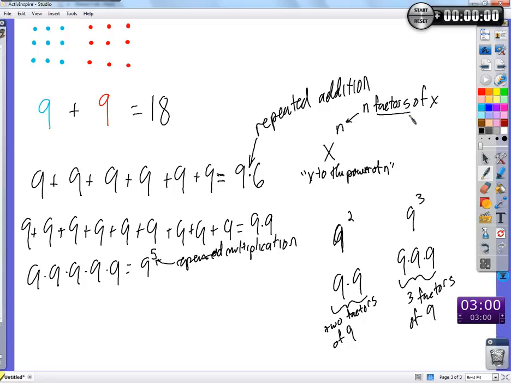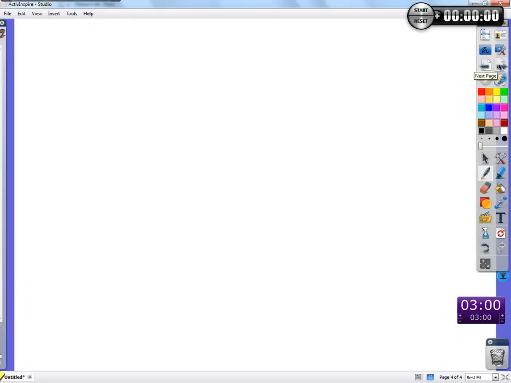Okay? So 2 factors of 9 means 2 9s multiplied together. 3 factors of 9 means 3 9s. They're factors, that means you multiply them together. N factors of x means x and a bunch of x's are multiplied together. We get down to the end and we multiplied n of them together. Okay? Did I beat that dead horse enough? Got that idea. Okay. So that's factors. That's exponents and factors we've talked about. I think you'll get that just fine.